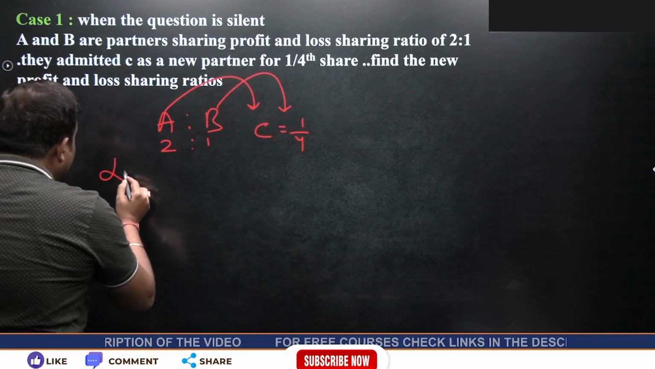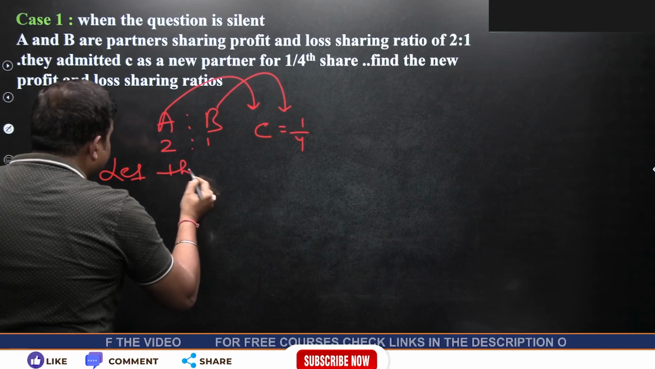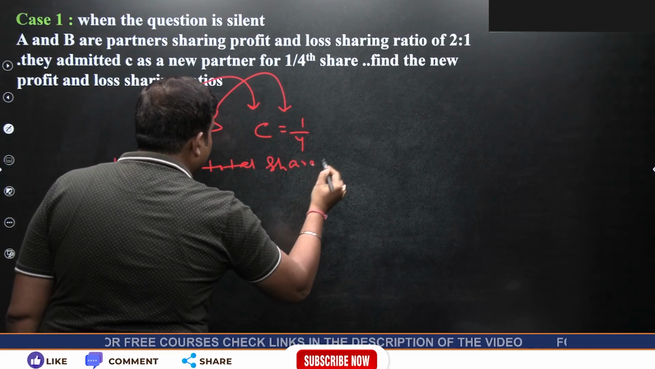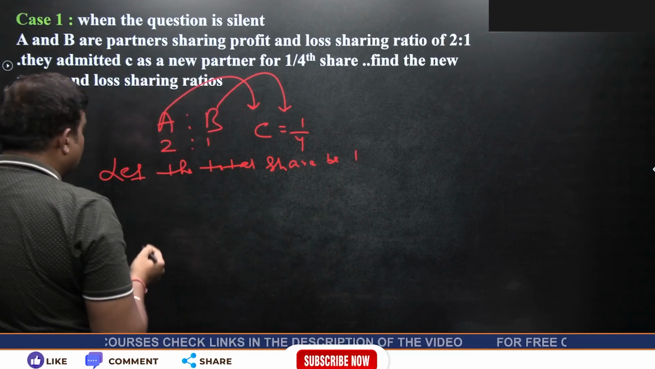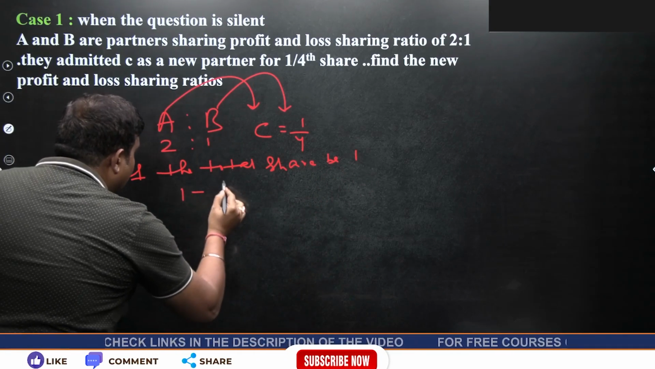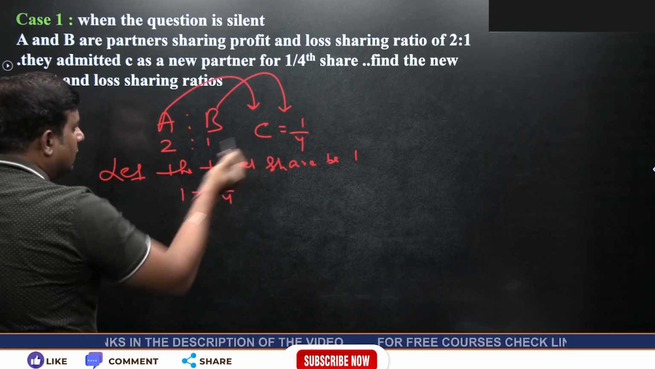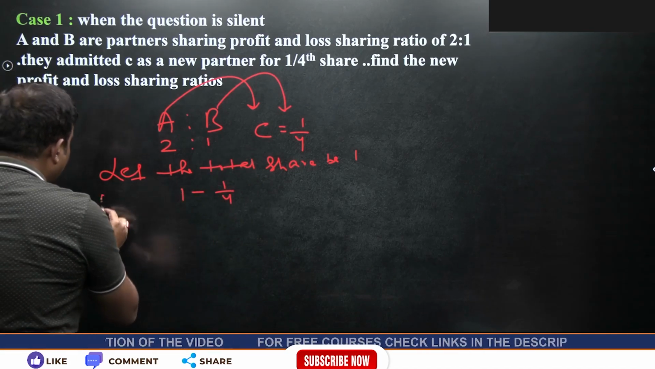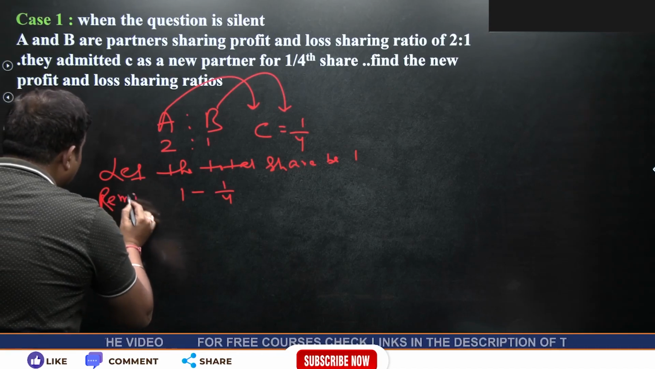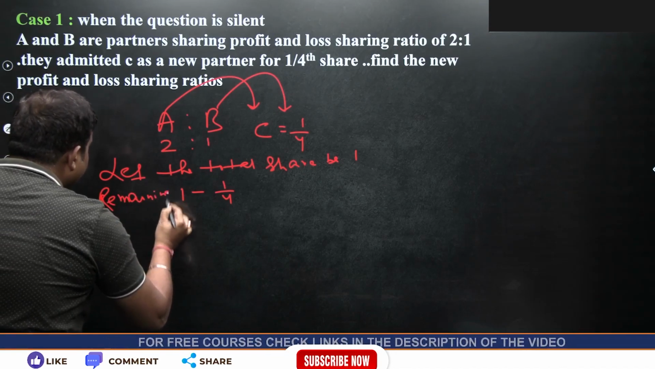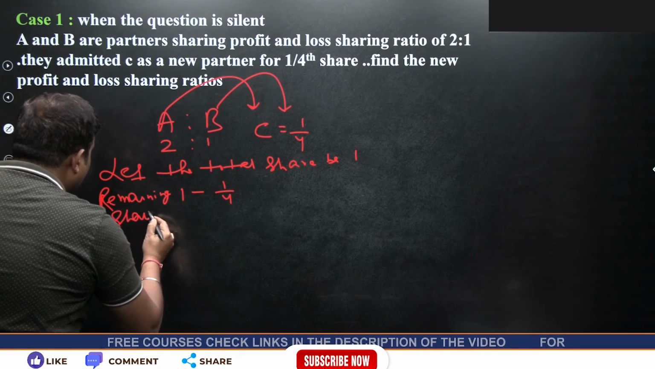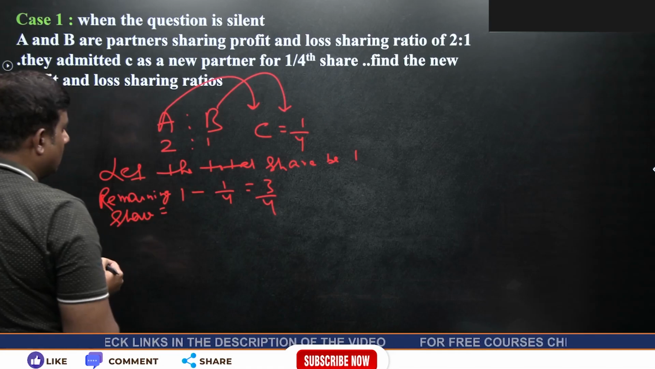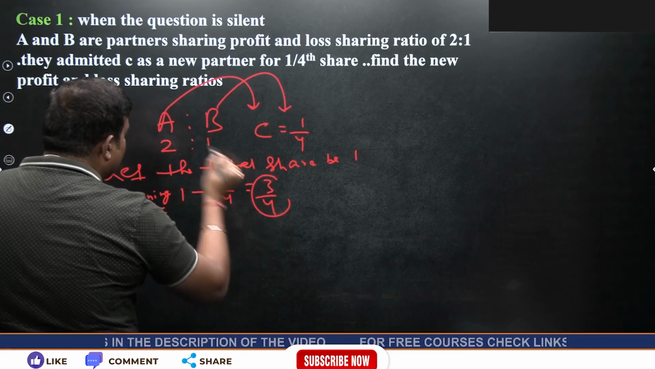Basically, let the total share be 1. So 1 minus 1/4, because C is coming for 1/4 share. So the total share is 1 minus 1/4. This remaining share now belongs to A and B. So the remaining share would be how much? 3 by 4. Now this share belongs to A and B.